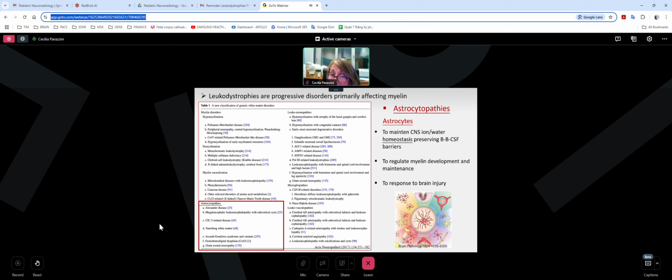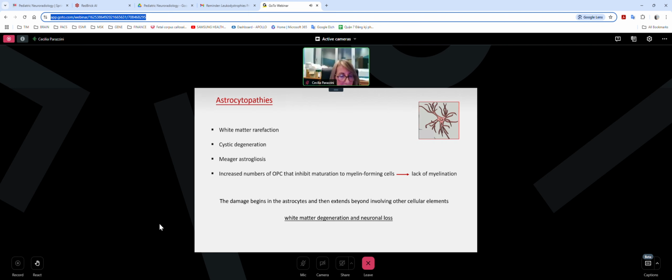Astrocytopathies are a subgroup of leukodystrophy due to astrocyte dysfunction. Normally, astrocytes are essential in maintaining CNS ion-water homeostasis, preserving blood-brain and blood-CSF barriers, regulating myelin development, and responding to brain injury. And all these functions are altered in different ways in the different types of astrocytopathies.